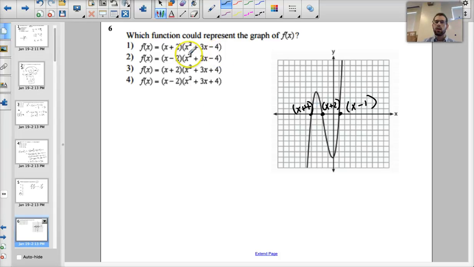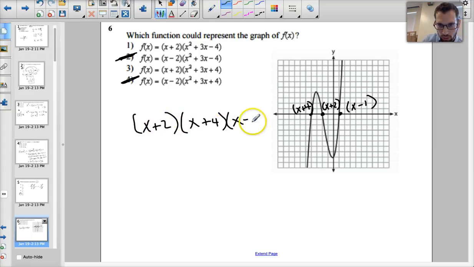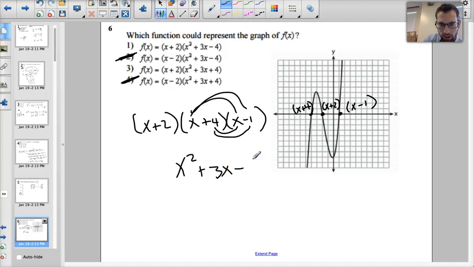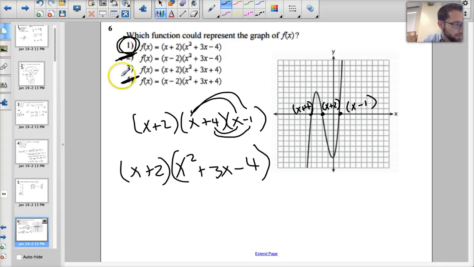Now I'm seeing all of these seem to have my x plus 2 terms, so this can't be right because x minus 2 isn't one of my factors. So it's either 1 or 4. If x plus 2, I just put that out front, and then I multiply x plus 4 times x minus 1, and I distribute that, I would get x squared plus 3x minus 4, x plus 2. Answer choice number 1.